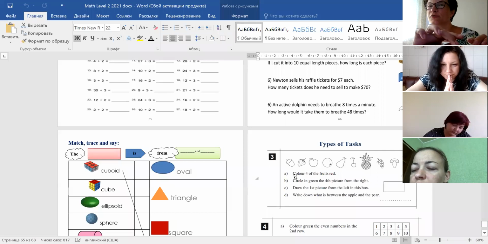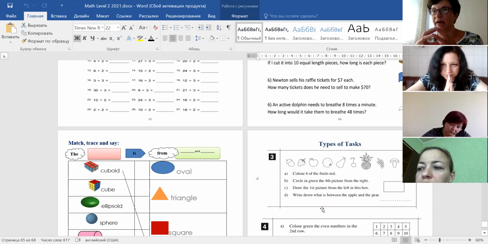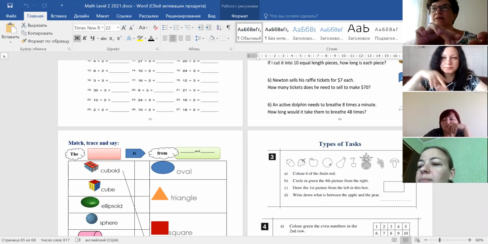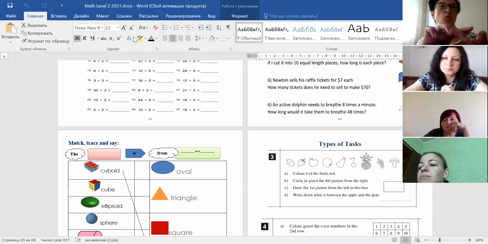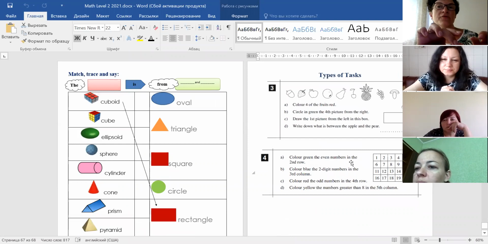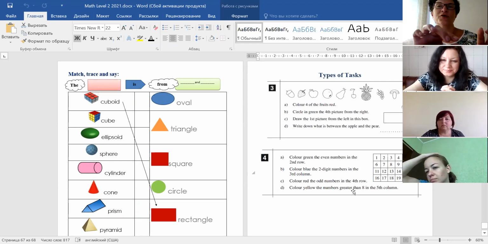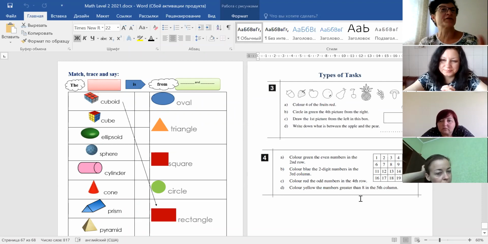So you will find lots of tasks like this in the folder called British Maths or British Books. So this is from British Maths. Some tasks are simple, but some tasks are, for me, wow, I love this. For example, next is color green the even numbers in the 2nd row. And the kid has to understand even numbers and 2nd row. Yeah? So then 2-digit numbers, place value, odd numbers in the 4th row, and greater than 8 in the 5th column.